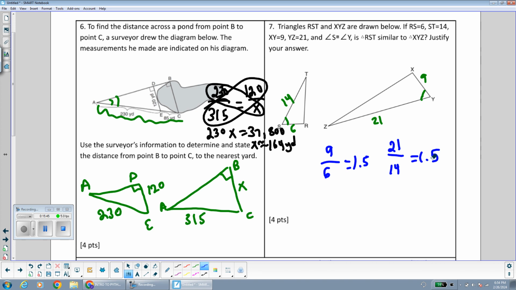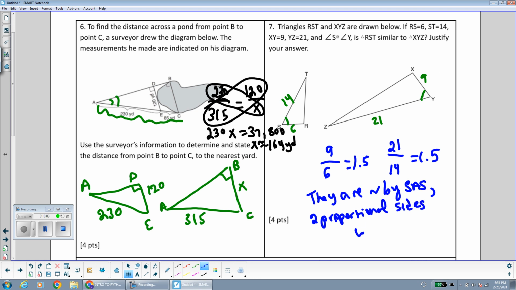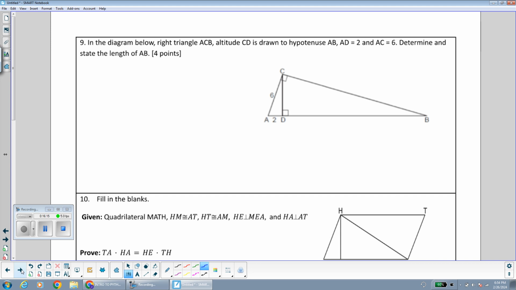So they are proportional. So I'm going to say here, they are similar by SAS: proportional sides with a congruent angle in between. Okay, moving on over here.